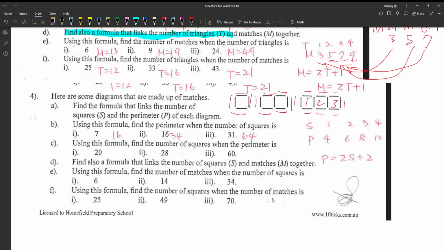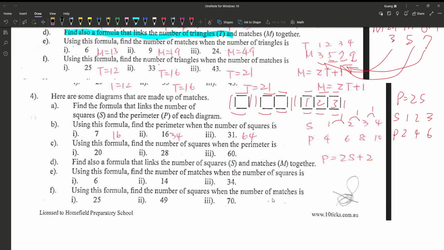And you notice when S increases by 1, P increases by 2. When S increases by 1, P increases by 2, you put the coefficient of S as 2. But if you just write P equals 2S, when S equals 1, P is 2. When S equals 2, P is 4. When S is 3, P is 6, because P is double S. You double S to get P.